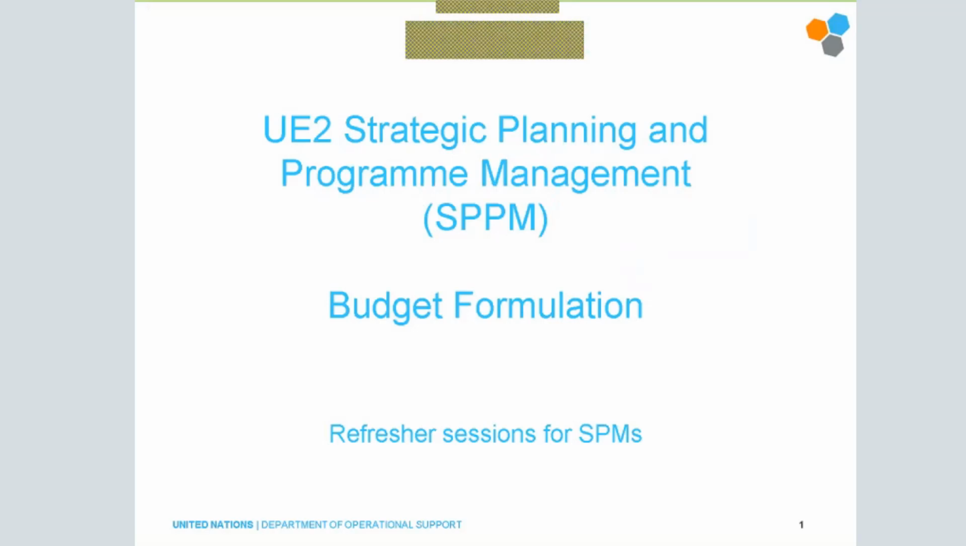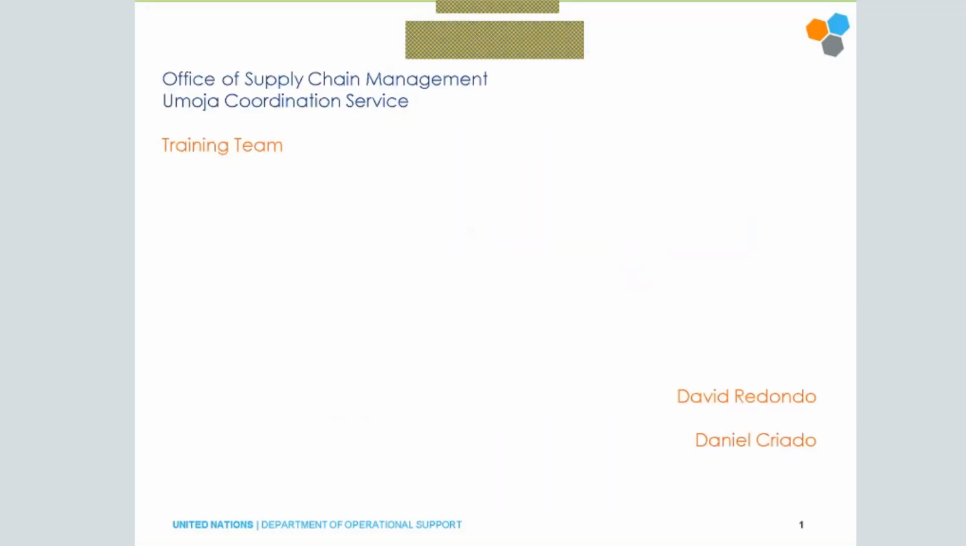So the structure of the session: this is a session to explain the UE2 strategy planning and program management for budget formulation. It's a refresher, particularly designed for special political missions. As I said, we're part of the UMOJA coordination service, and both Daniel and I will be here during the morning, trying to assist.